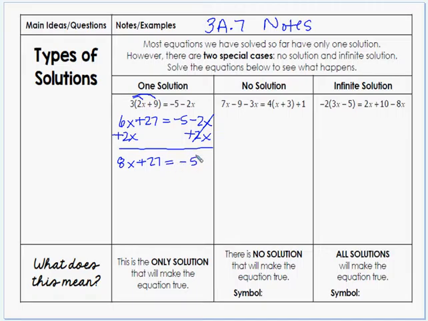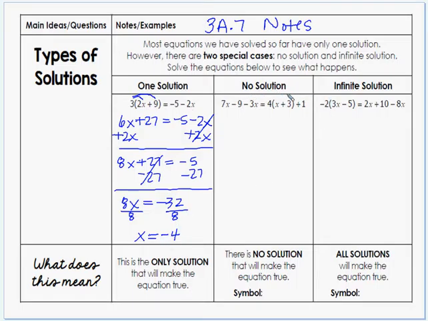I need to continue to get the x by itself. So from here, I need to go ahead and subtract 27 to move it away from 8x. When I do this, we get that 8x is equal to negative 32. Last but not least, we're going to divide to get the 8 off of the x. And when I do this, x is equal to negative 4. So what does this mean? Well, right below it says this is the only solution that will make this equation true. So this is the only solution that will make this come out to be a true statement.